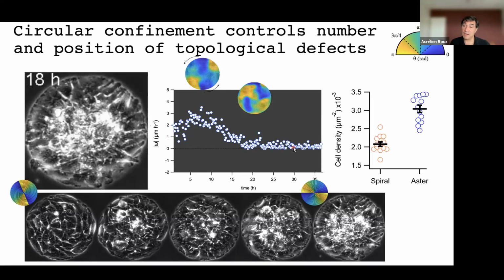We get the spiral at low density, and the cells, as you have seen on the movie, are proliferating by just having a lot of cell division. So the density increases, and the spiral transitions to an aster. So we get the aster only at high density in these movies.